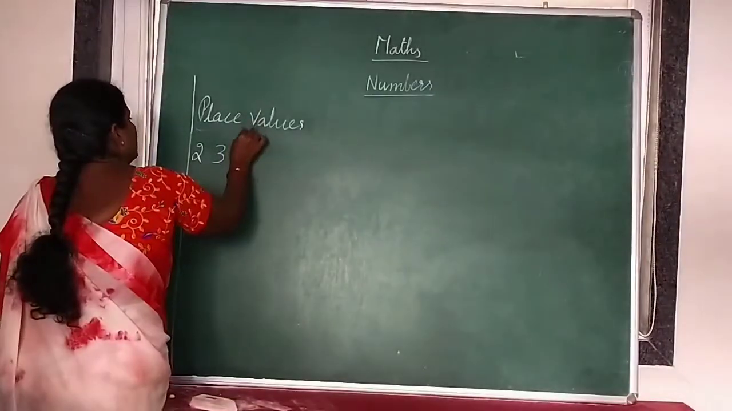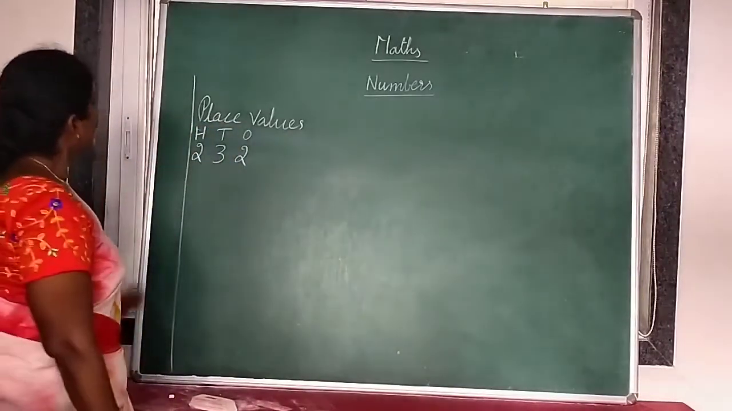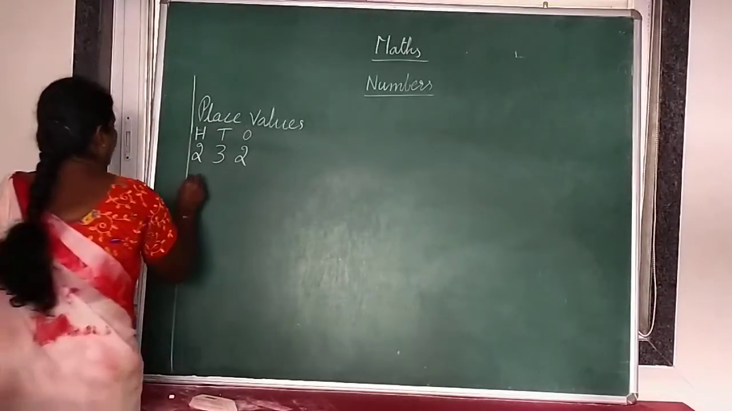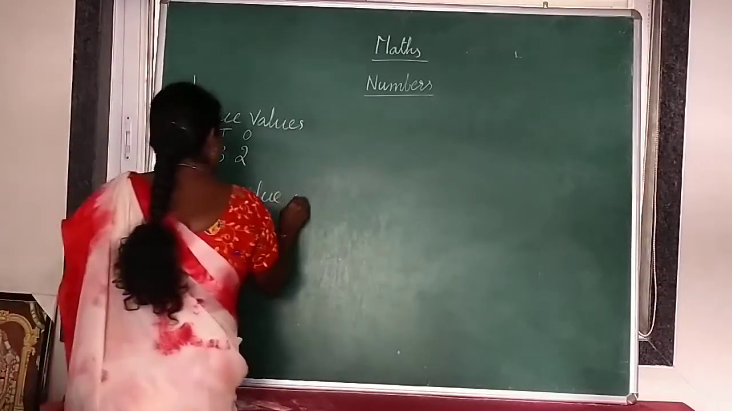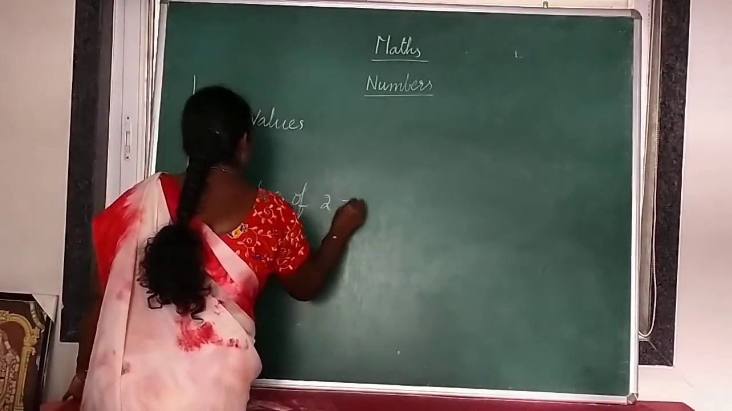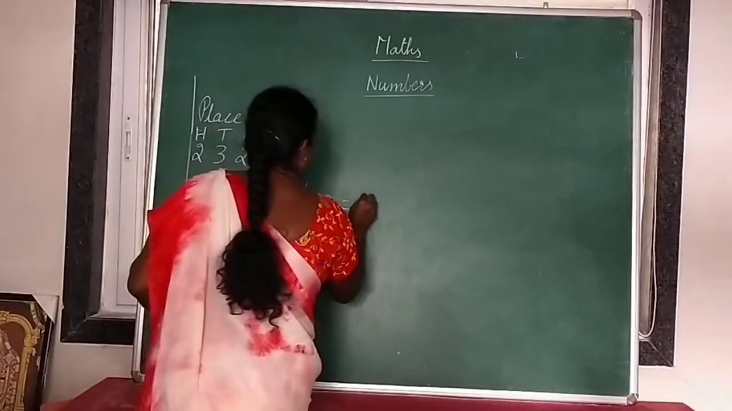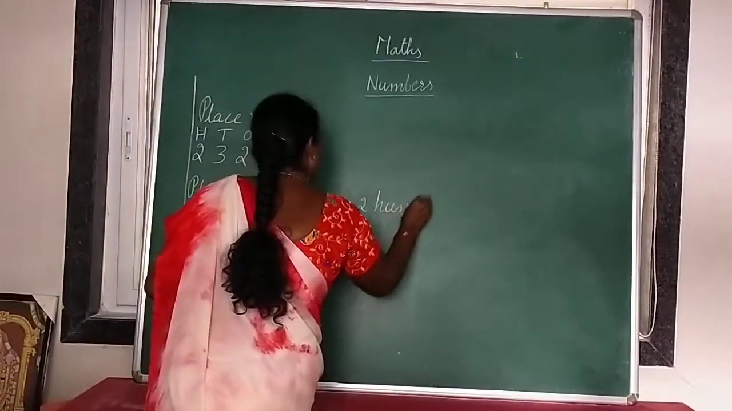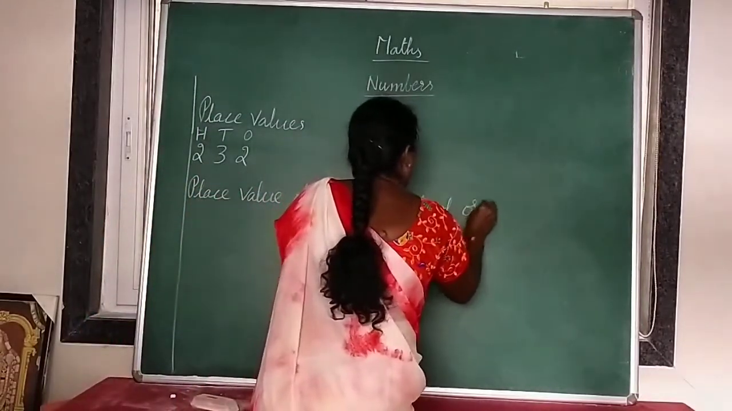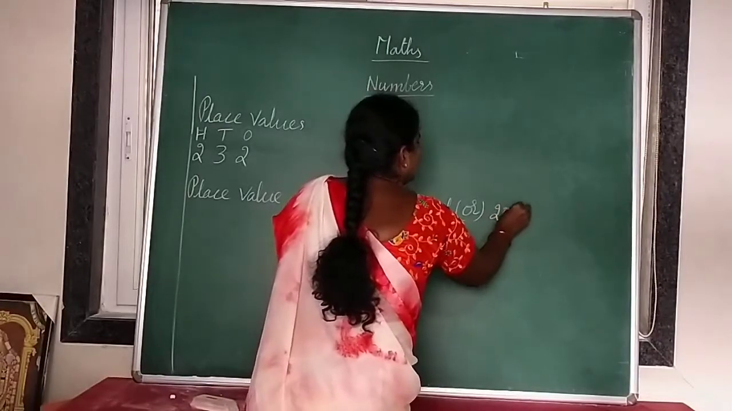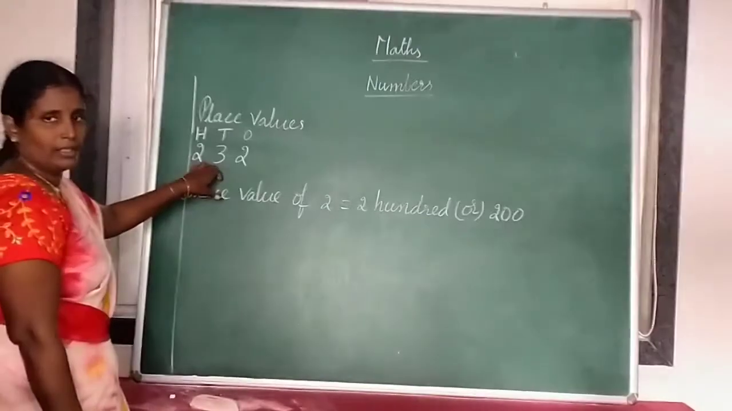So I am writing the places also: ones, tens and hundreds. Now say, what is the place value of 2? Place value of 2 is 200. 2 in hundreds place. So it is nothing but 200 or 2, 0, 0. 200.